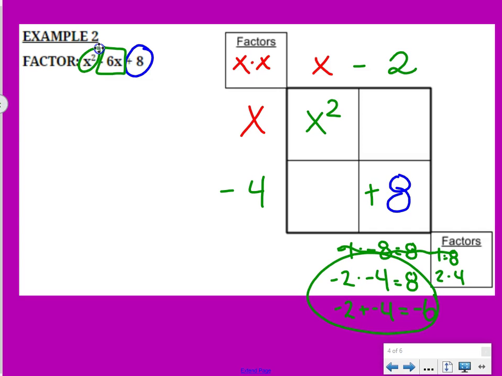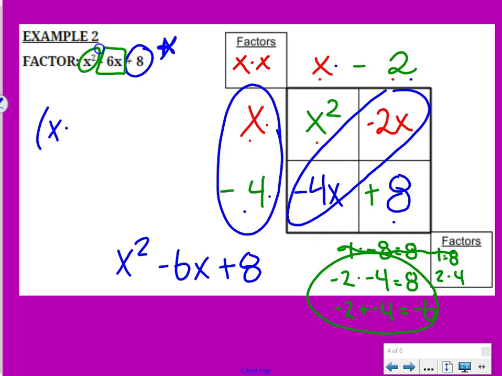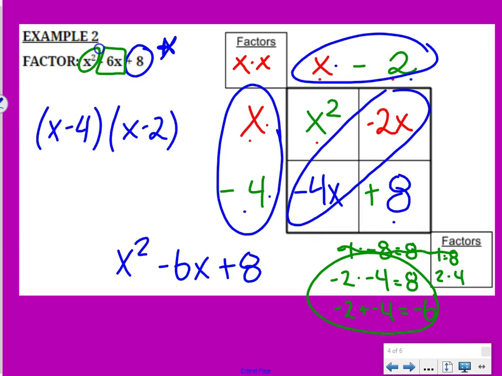Complete the box. Make sure it works. x times x is x squared. x times negative 2 is negative 2x. x times negative 4 is negative 4x, and negative 2 times negative 4 is positive 8. x squared comes down. Add up your diagonal. Negative 2x plus negative 4x is negative 6x, plus 8. It matches, so now write out those factors. x minus 4 times x minus 2.